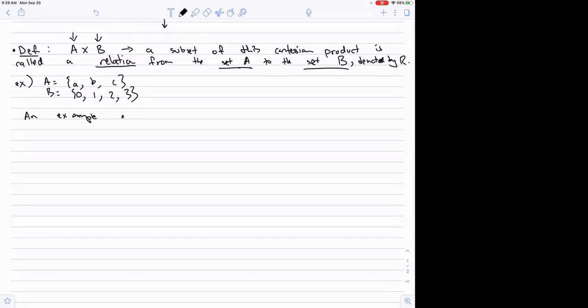An example of a relation is, let's say R is equal to {(a, 0), (a, 1), (c, 2)}, and I'll just skip b, for example. The elements have the same form as the elements of the Cartesian product, but they don't have to be every single element in the Cartesian product. Basically, it's just a subset, so it can be just some of them. Here I took three instead of taking all of them. So that's an example of a relation from the set A to the set B.